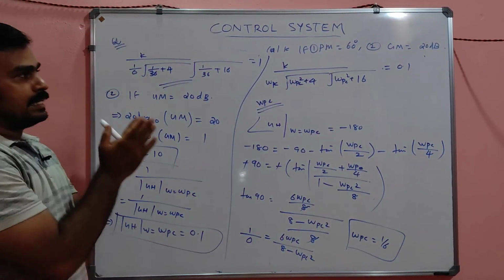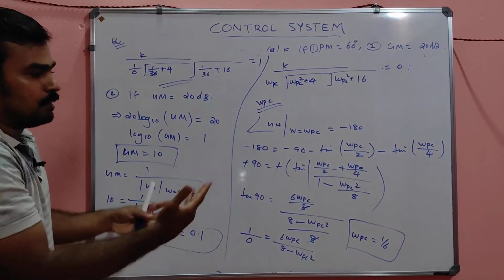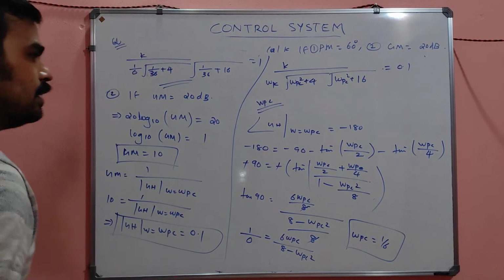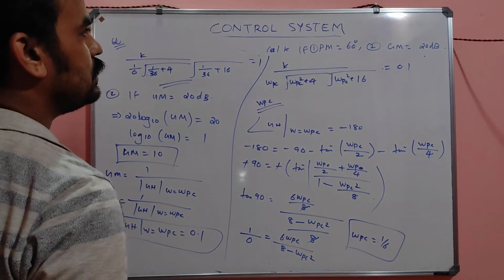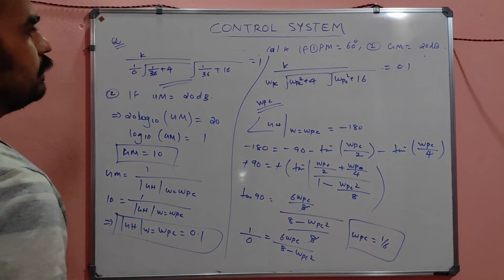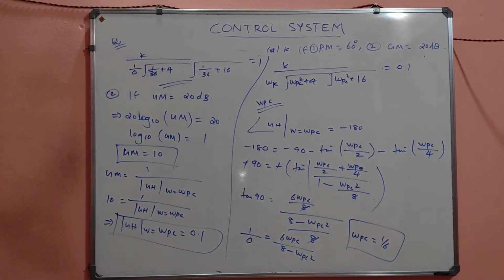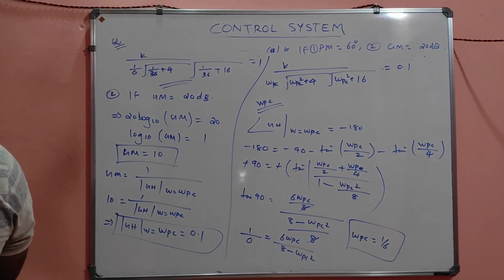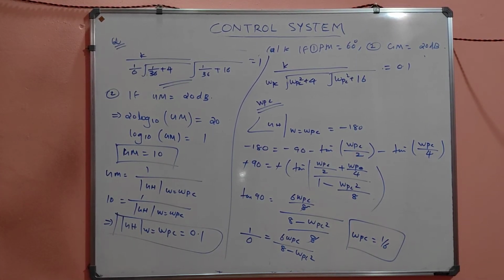Phase array, my dears, gain margin will be 20 dB. The phase crossover frequency and gain crossover frequency now don't change. Initially you got the phase crossover frequency as 1 by 6. For the gain crossover, initially what did you get? 6 omega pc is equal to 1 by root 6.